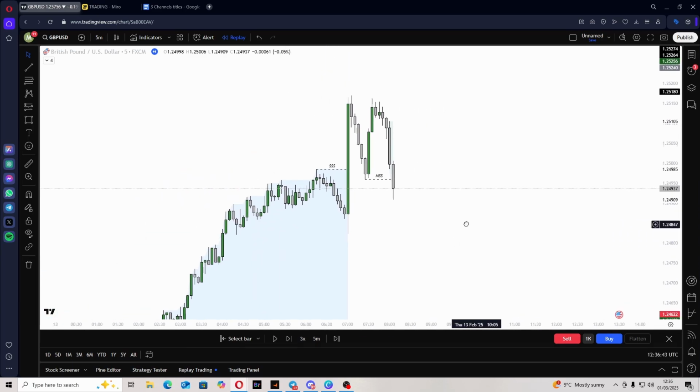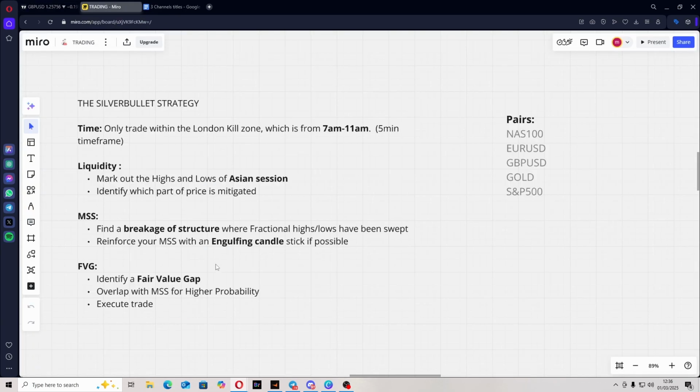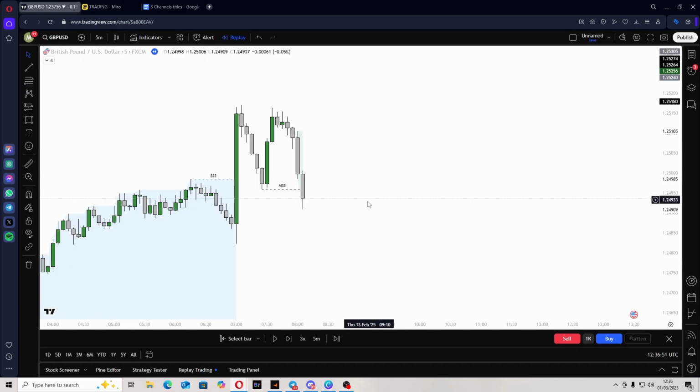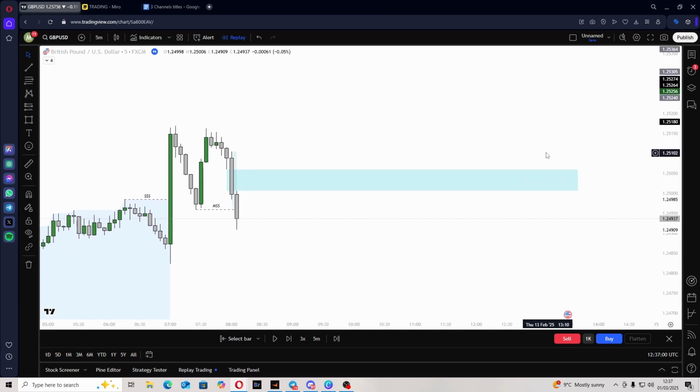So once we got the market structure shift, we need the fair value gap now. Okay, we need to identify a fair value gap, overlap this with the market structure shift for a higher probability, and then we can execute the trade. Okay, you can see the fair value gap area right here is so clear. It goes from here to here, and this is our fair value gap area.